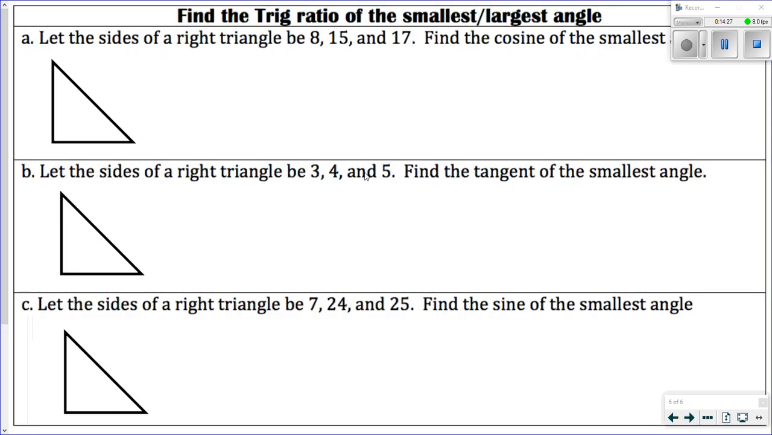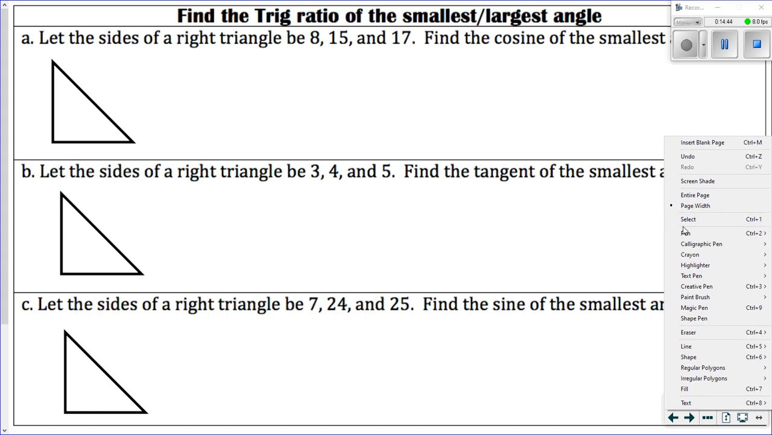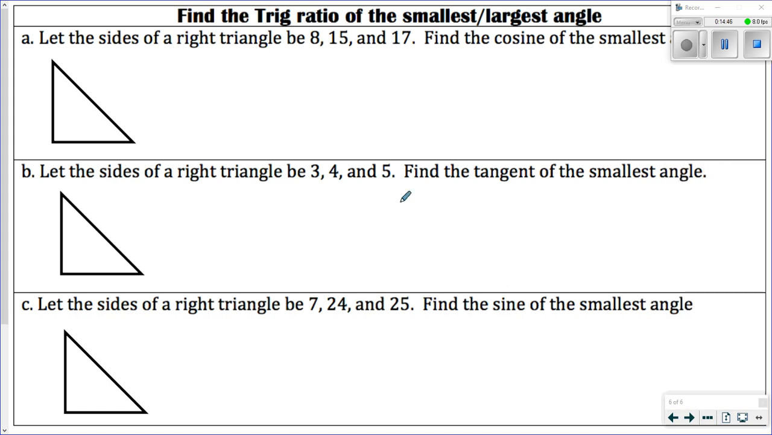All right, so now we're going to use what we learned about the trig ratios and apply it to these questions. So for this one, it says, let the sides of a right triangle be 8, 15, and 17. All right, so I'm going to mark up what I need to mark up. And this is a triple. This will give you a right triangle. So these 3 numbers that we see, these are triples.